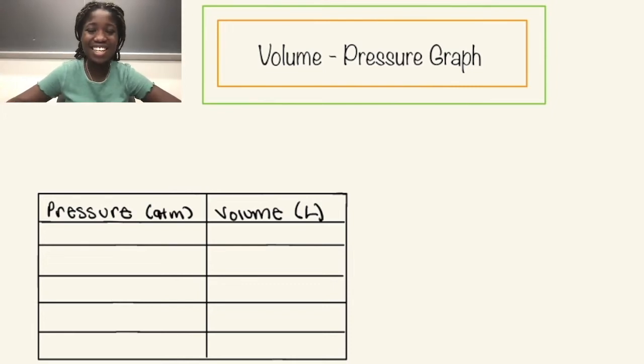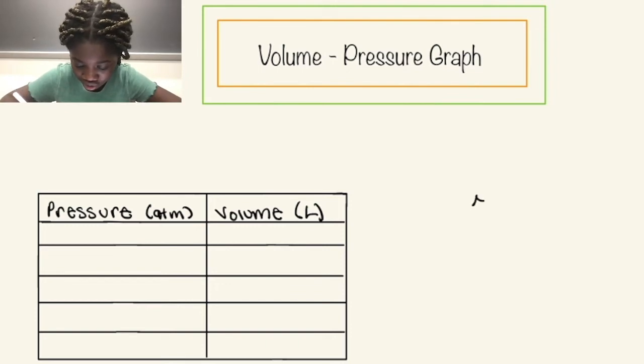Hello everyone, it's Angela, and today we're going to be going over problem 2 on your pre-Thursday workshop, in which it asks for you to draw a volume pressure graph. Now in class, you were asked to draw a pressure versus inverse volume graph, otherwise known as Boyle's law. To the right, I'll draw a crude sketch.